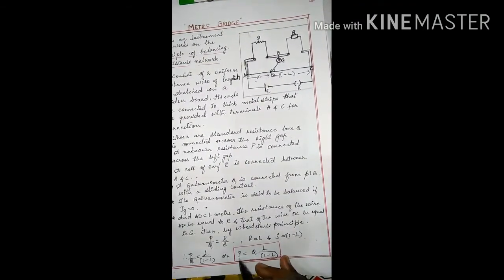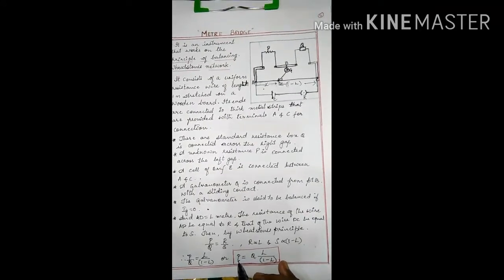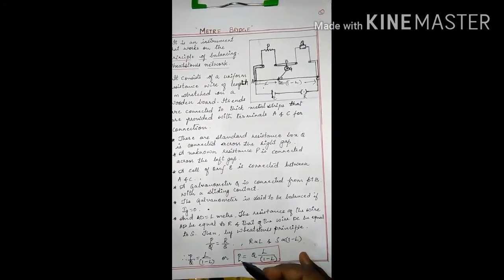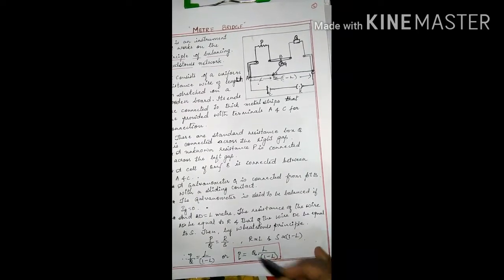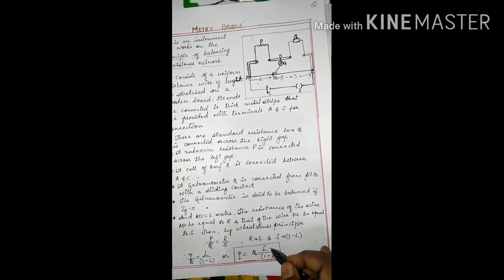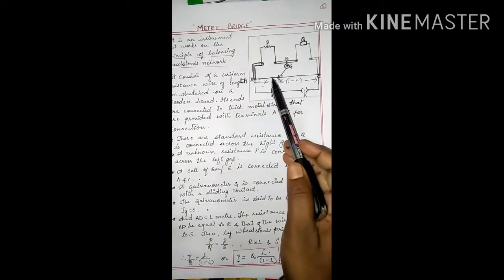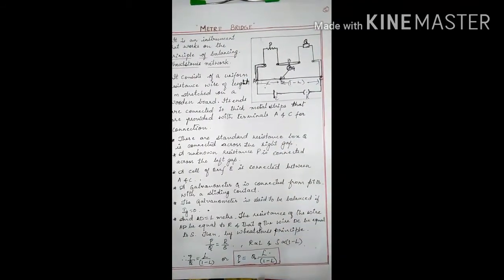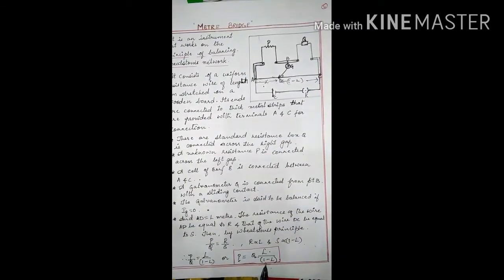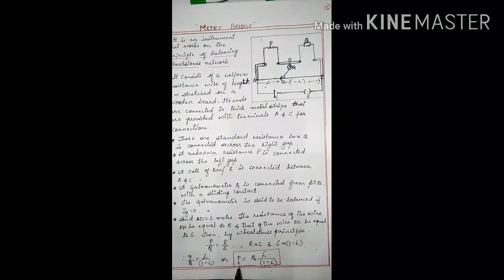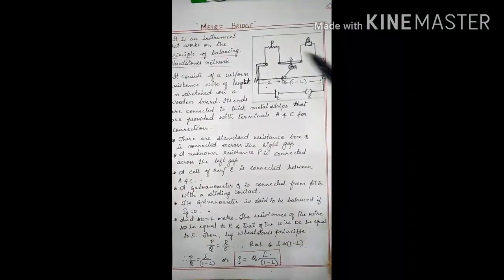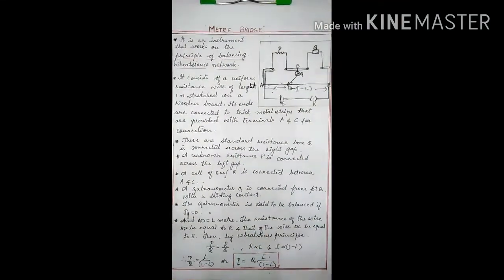So here if P is the unknown resistance, then Q will be known, L is known by using the meter scale here, and the last one, that is 1 minus L, can also be known. This is how we can determine the resistance of the unknown coil by using the meter bridge. Thank you.